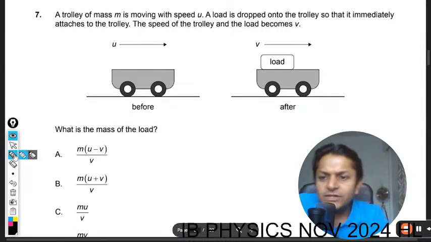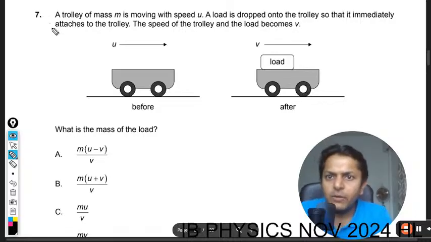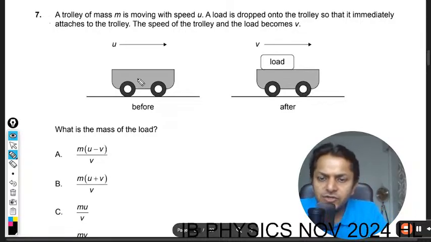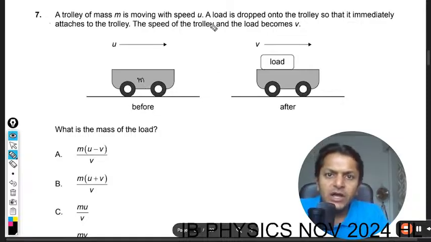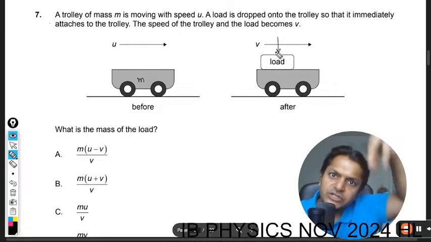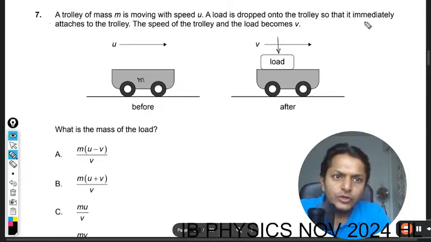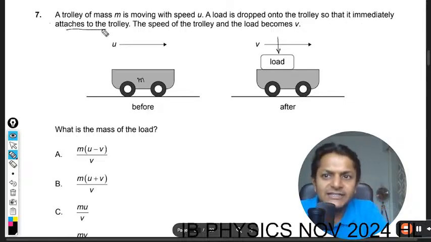Okay, dear student, let's see what is there in this question. A trolley of mass m is moving with the speed u. So the mass of the trolley is given as small m. A load is dropped onto the trolley. So it is coming from the top, at a 90-degree angle, so that it immediately attaches to the trolley.